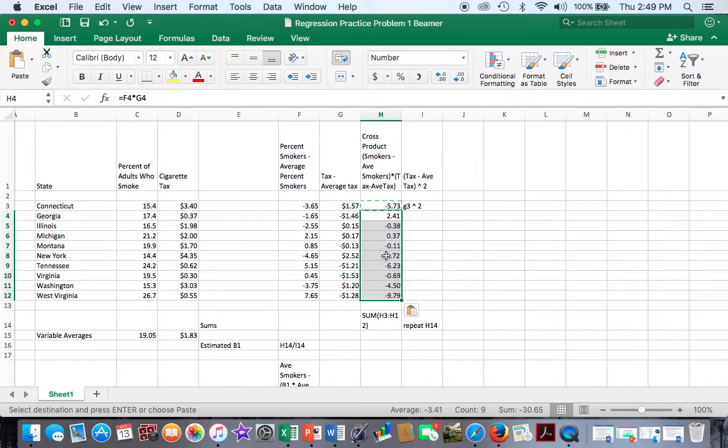And it will give you, and you'll notice that the largest product is negative 11.72. The smallest product is 0.11.